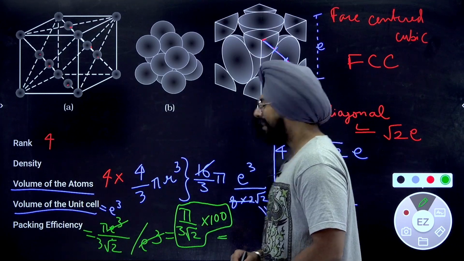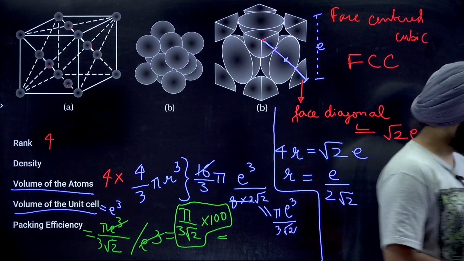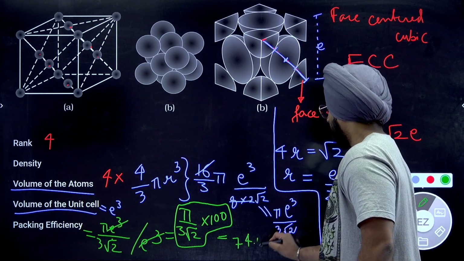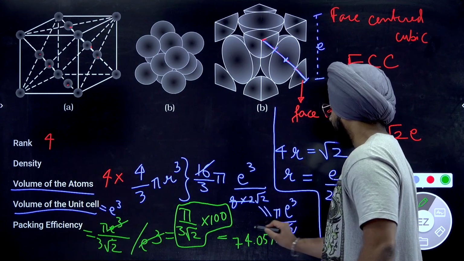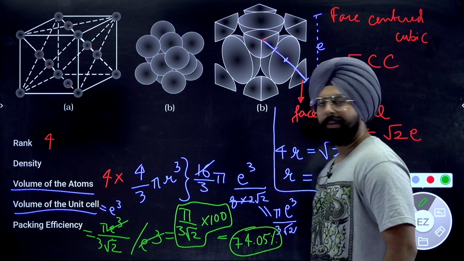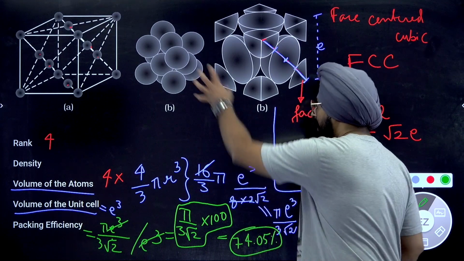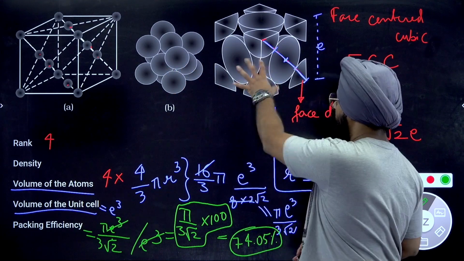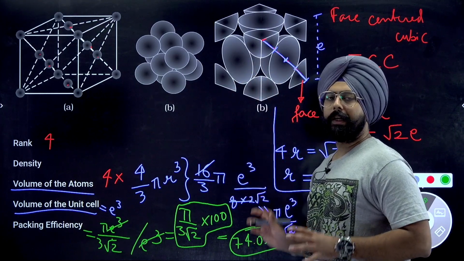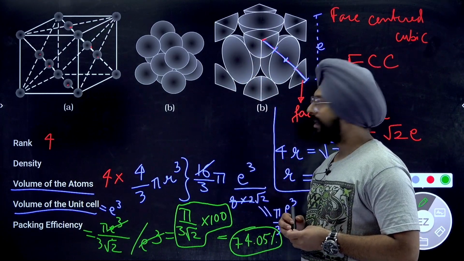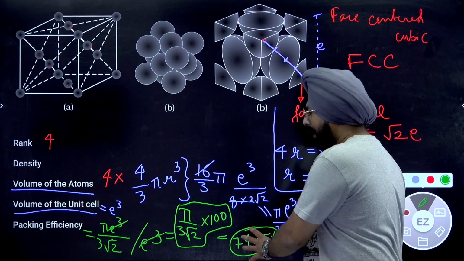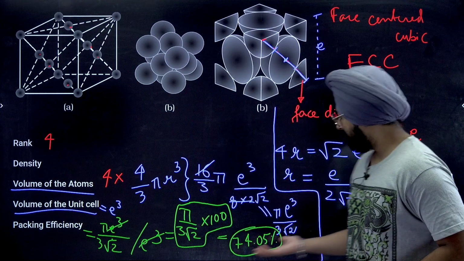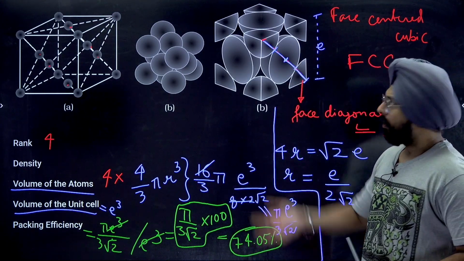My dear friends, what is this value equal to? Can you calculate this, please? This comes out to be 74.05%. Just remember 74%. So the packing efficiency of FCC is 74%. 74% of this volume is occupied by atoms. The remaining is empty space. Can you see that this is packed much more efficiently compared to a simple cubic unit cell? That's very obvious from the data that we have.